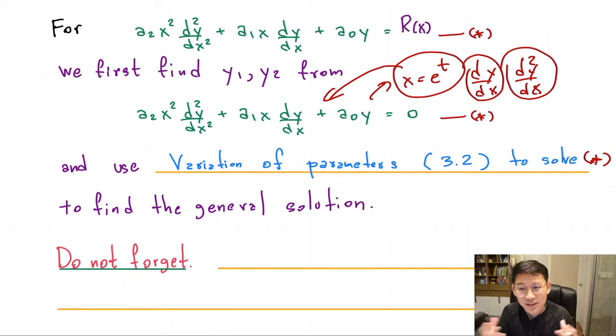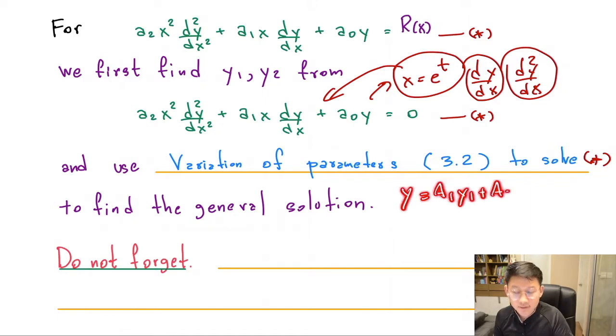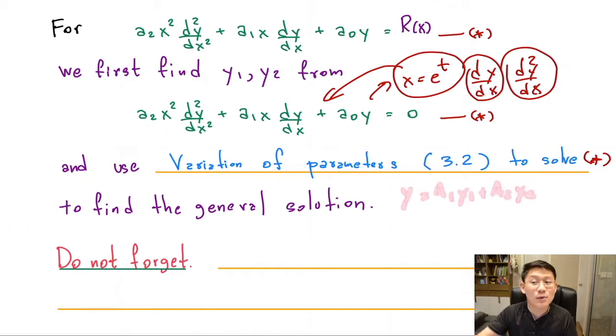It's the same concept as when we do variation of parameters, right? First, we find y1, y2 by letting r be 0. And after that, once we get the two solutions, we write the general solution as a1 y1 plus a2 y2. Then we use variation of parameters in order to obtain a1 and a2, and then we get the solution.